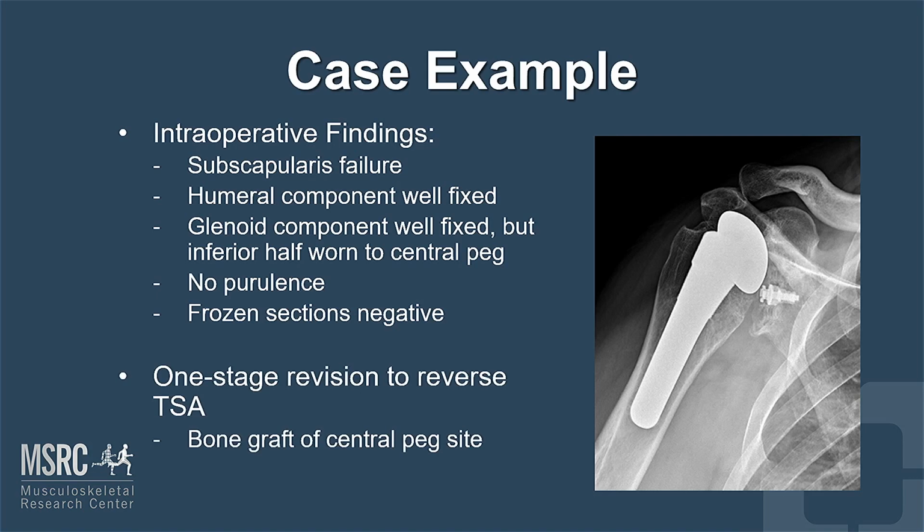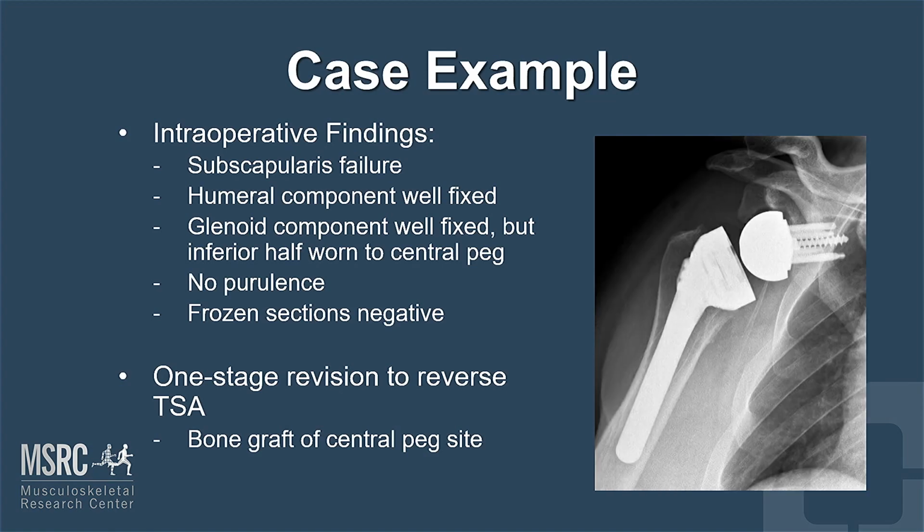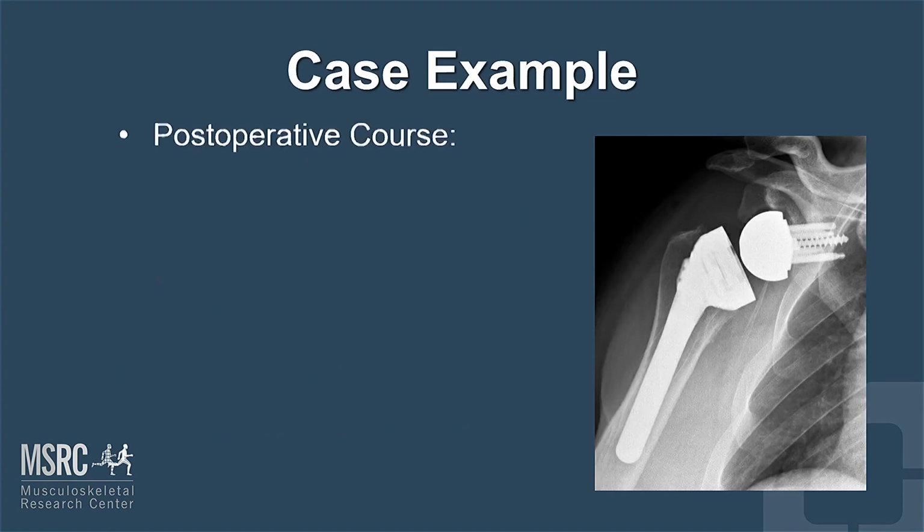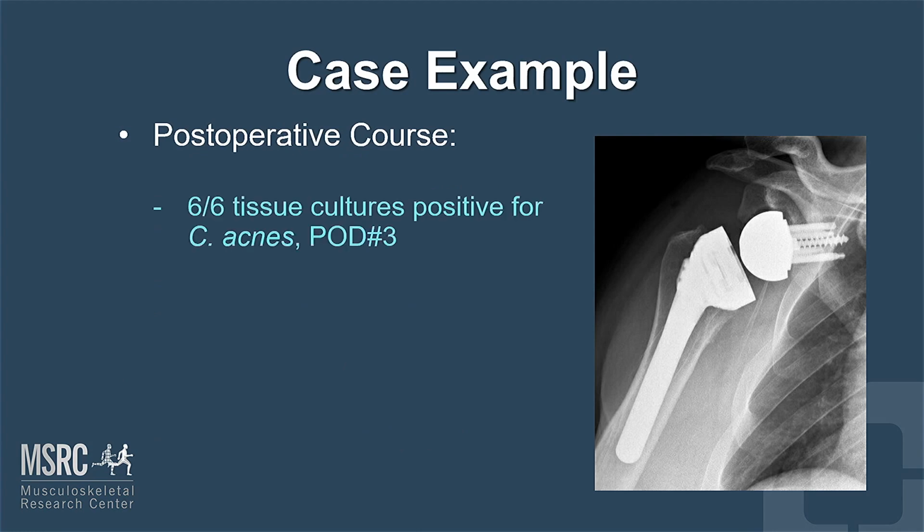Revision to reverse total shoulder arthroplasty was performed, and the central defect at the prior central peg hole site was addressed with allograft bone graft. You can see his post-operative x-rays here. Post-operatively, all 6 of his intraoperative tissue cultures were positive for C. acnes, and this is a common scenario of unexpected positive culture results with C. acnes in the setting of a presumed aseptic revision.